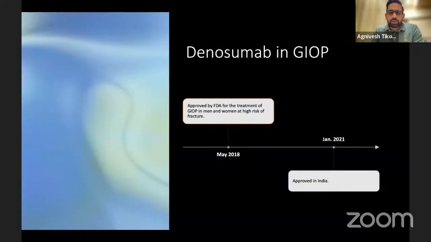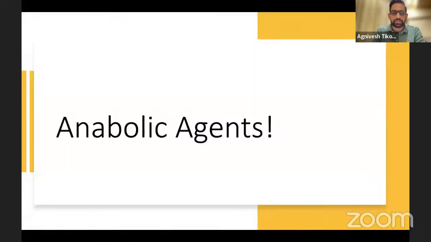And Denosumab is also now recommended in glucocorticoid-induced osteoporosis. It's approved in India in January 21. So if you have a patient where you are starting high-dose steroids and it's going to go for long, it's a high-risk patient, then Denosumab is now a treatment modality in these.